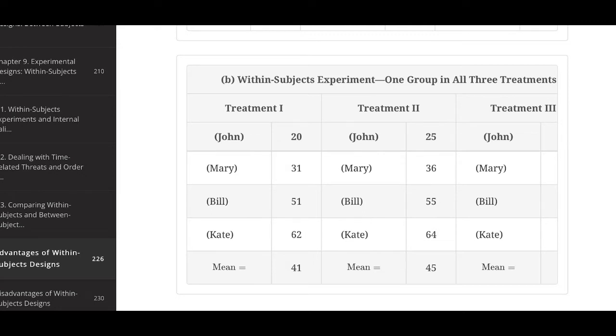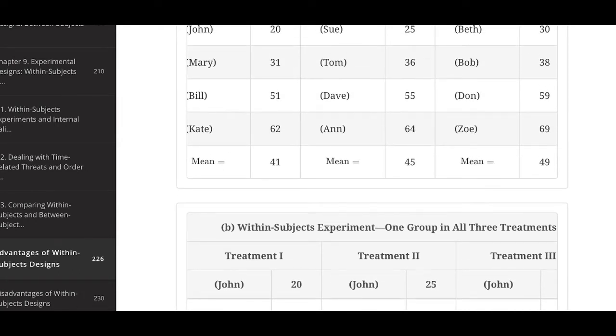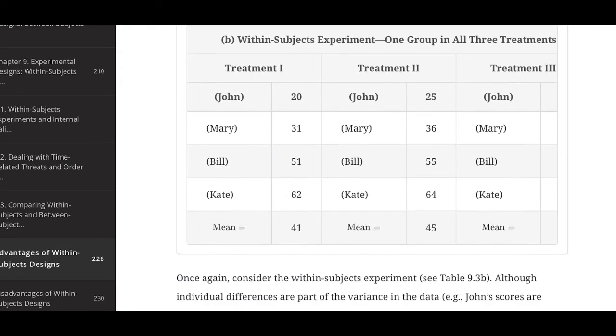But also you see that each subject serves as their own control. The idea of that is, up here we're comparing John, Mary, Bill, and Kate to Sue, Tom, Dave, and Ann, and then comparing them to Beth, Bob, Don, and Zoe. But down here, we're literally only comparing John to John to John, and Mary to Mary to Mary, and Bill to Bill to Bill, right? We're not comparing John to Mary, because we're comparing the groups, and the same people are in the same group every time. This again eliminates those individual differences.